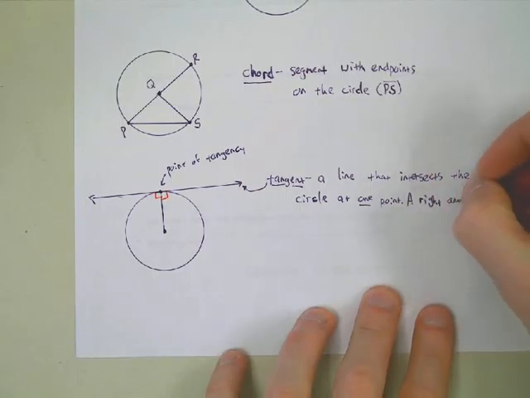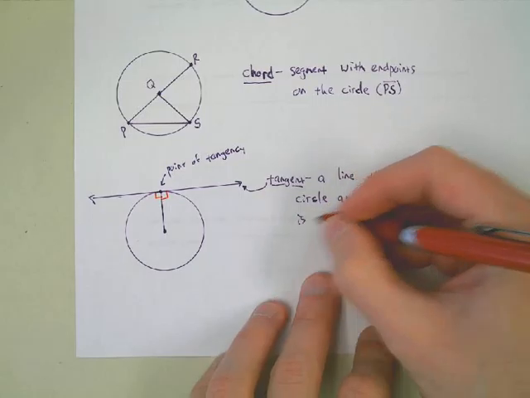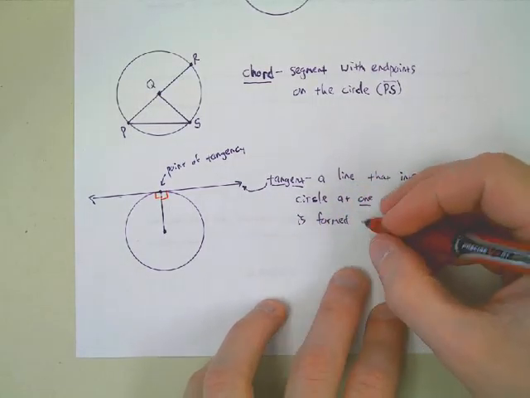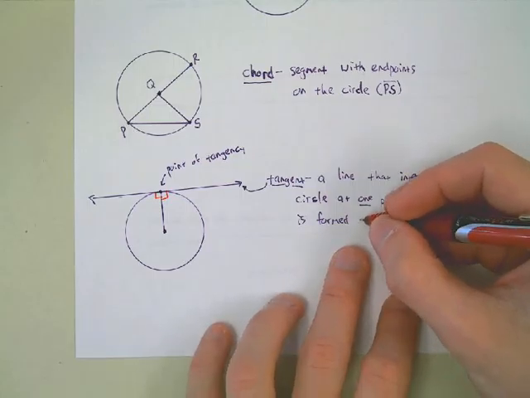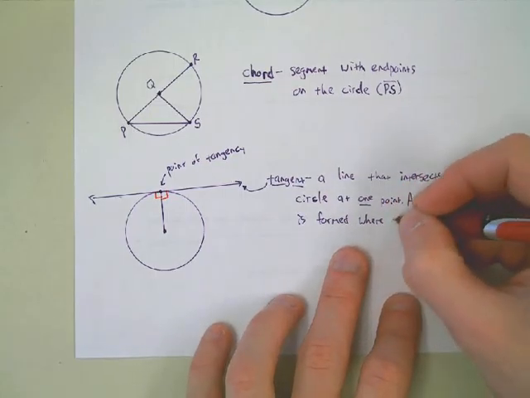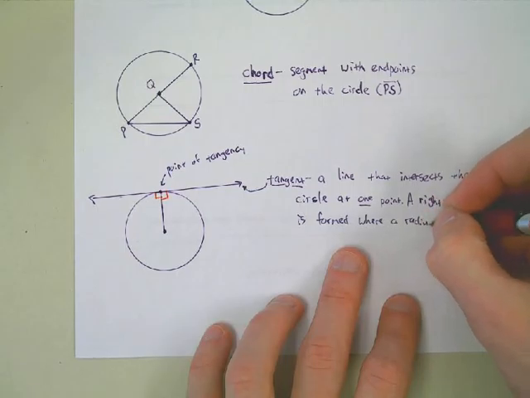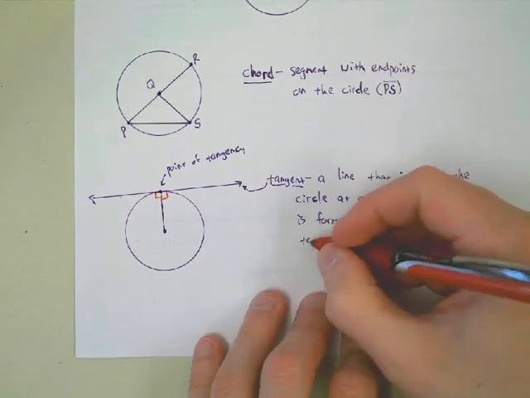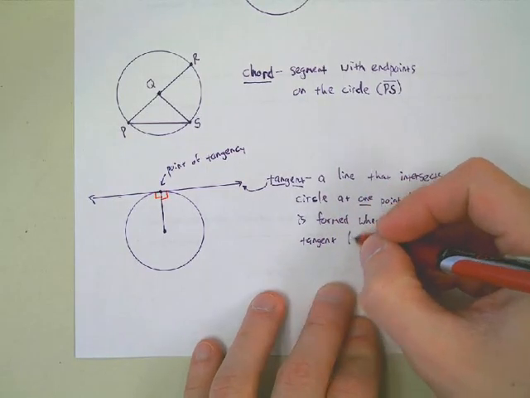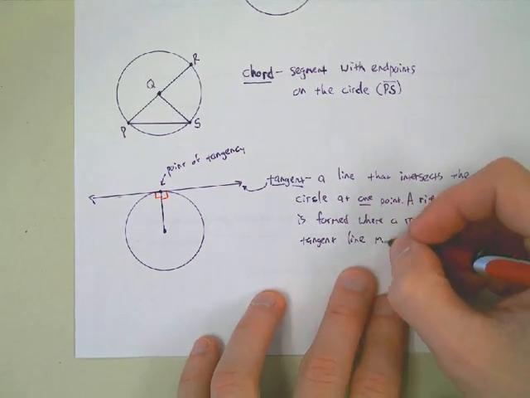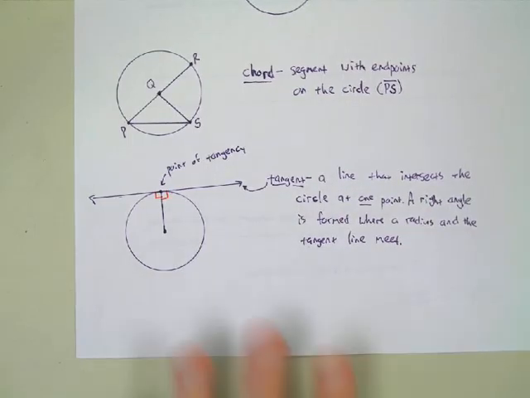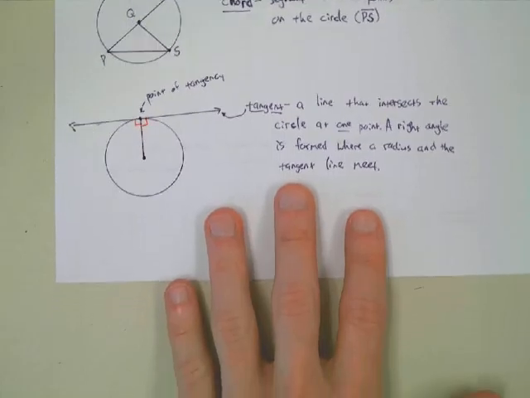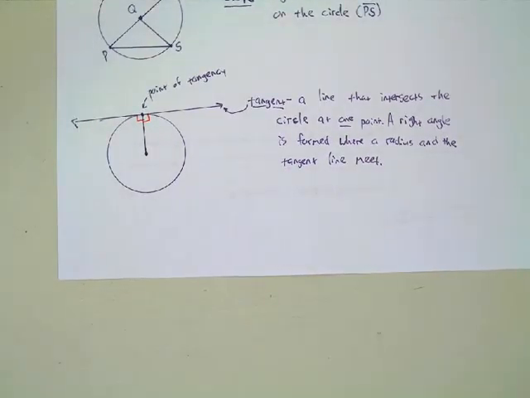is formed where a radius and the tangent line meet. Okay, so they are perpendicular. Oops, sorry, I didn't realize I was kind of off the screen. There we go. A line that intersects the circle at one point is the tangent line, and a right angle is formed where a radius and the tangent line meet.